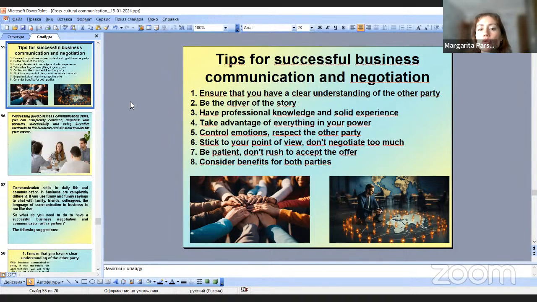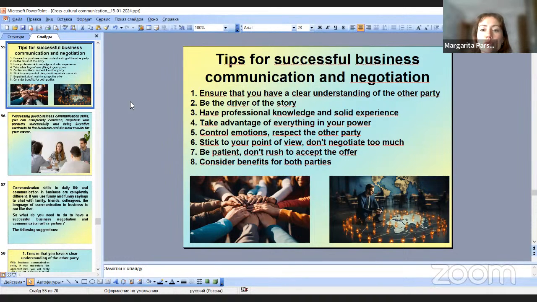Next, control emotions and respect the other party. You must respect every person and control emotions, and even if some person loses emotional control, which happens, try to take the situation under your own control.